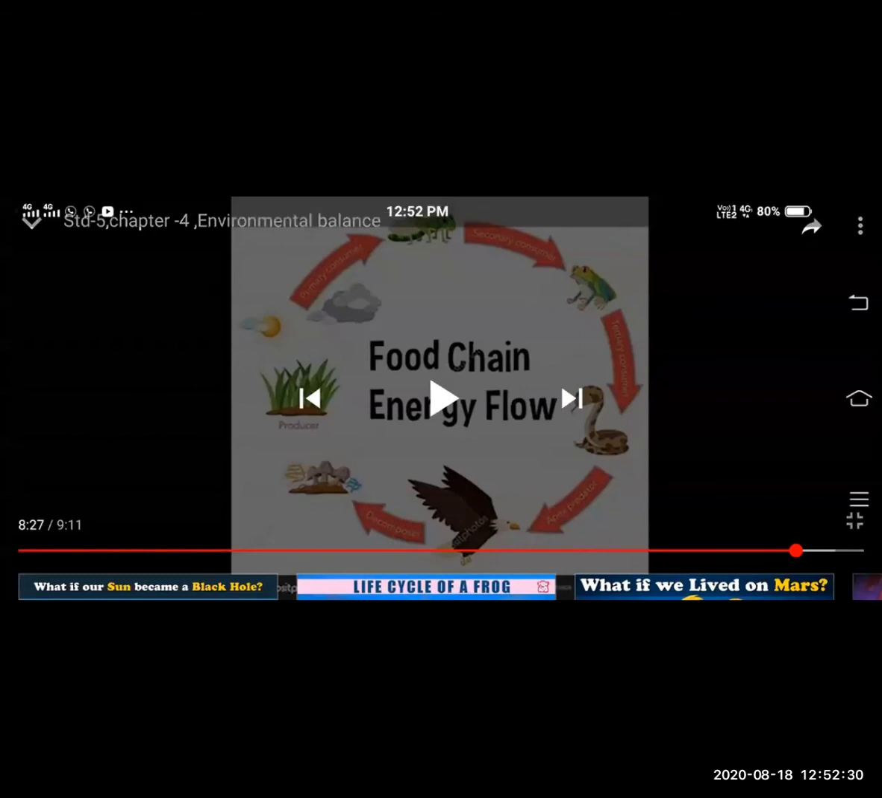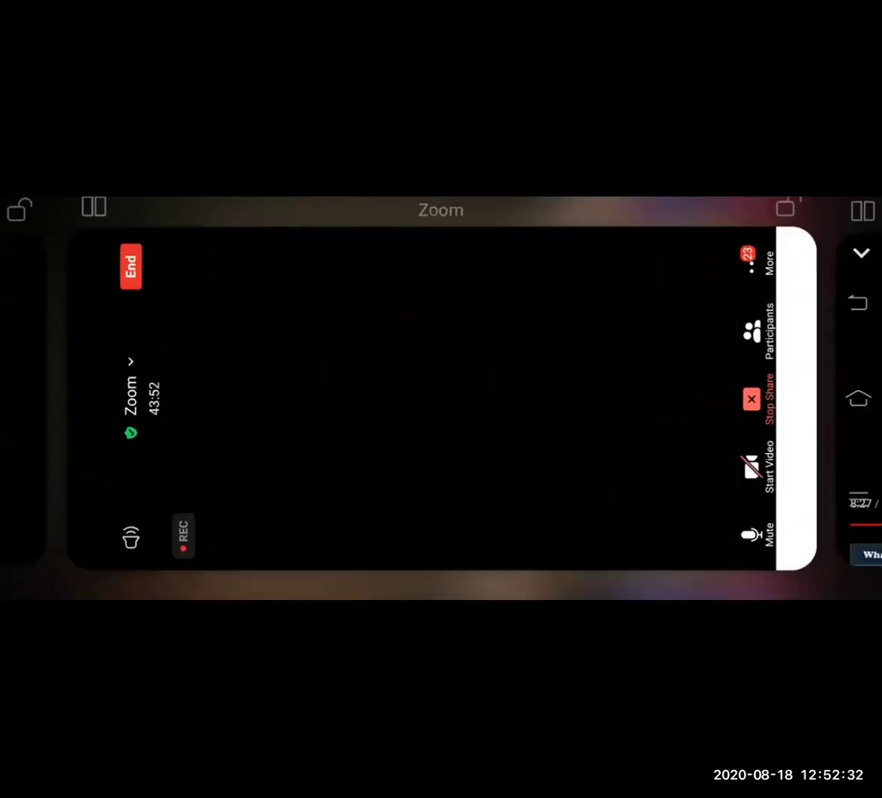Everyone understood the chapter? This much is the chapter. Clearly understood the chapter.